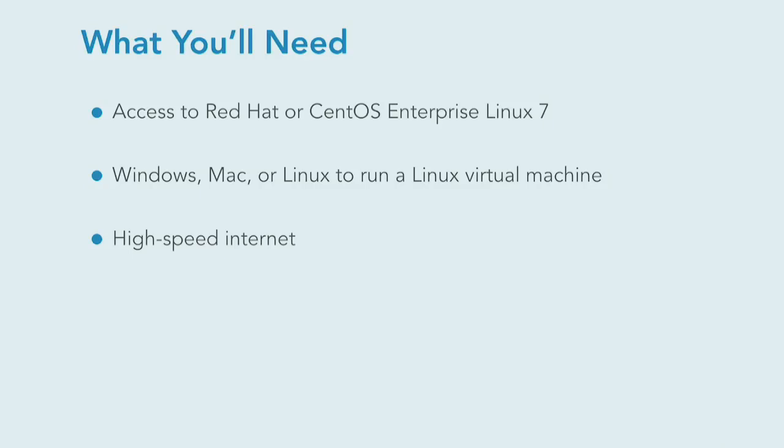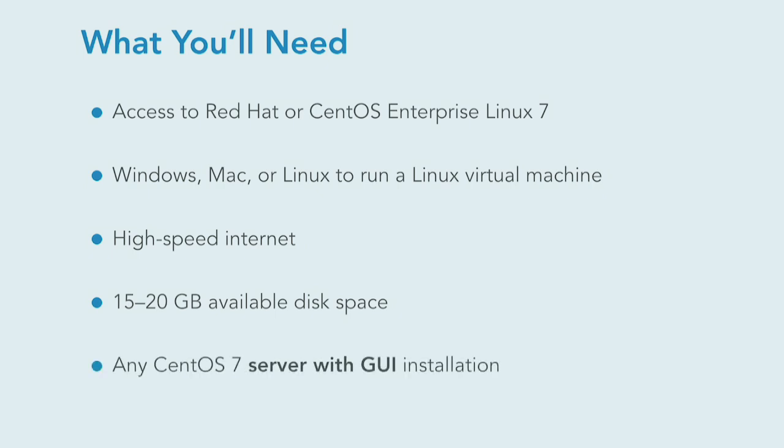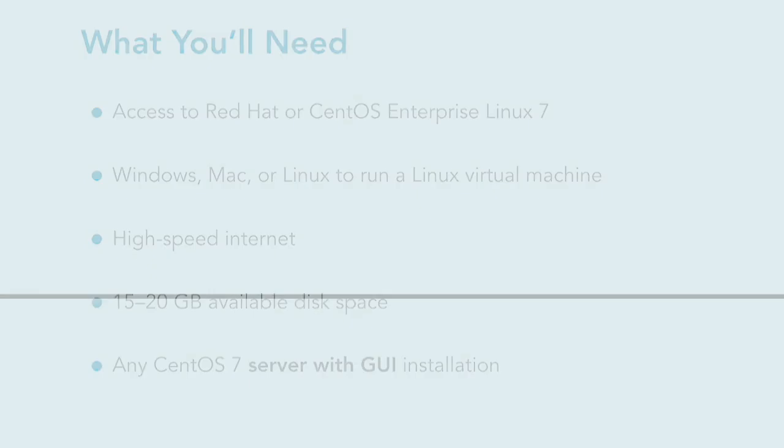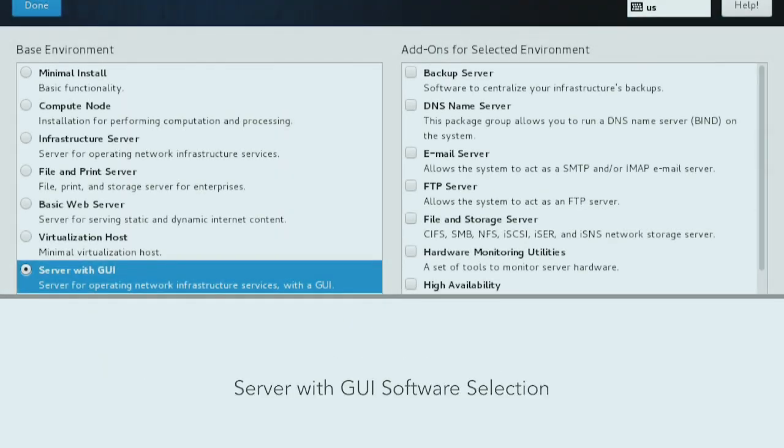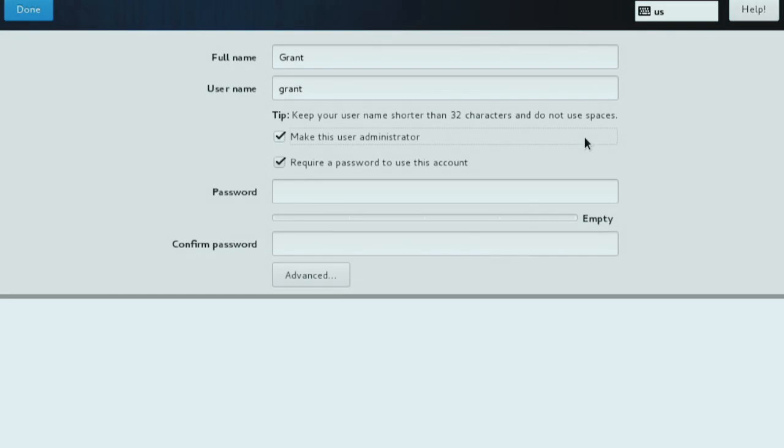You may want to have high-speed internet for doing Linux OS software updates. You will also want to have 15 to 20 gigabytes of free hard drive space for the Linux virtual machines. You can also use any CentOS 7 server with GUI installation. This means choosing server with GUI on the software selection screen. You will also want to make sure the first user is an administrator.